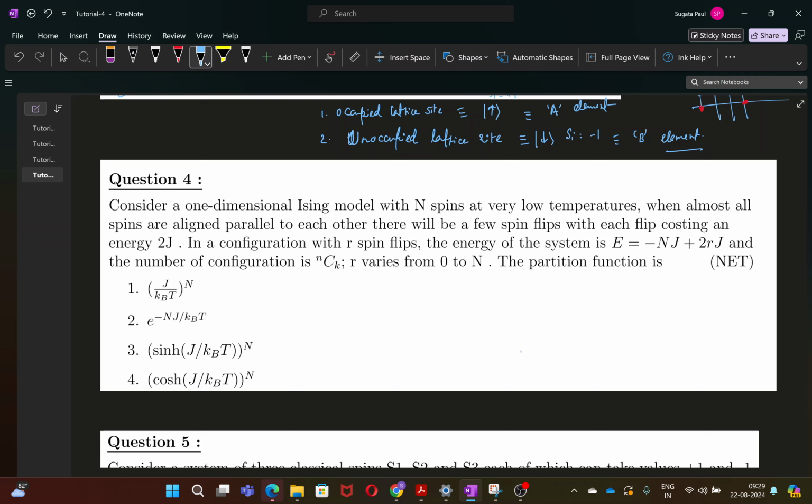So here there is a printing mistake, I think. It should not be directly NCK, it should be, if the total number of spins is capital N, then capital N C R, where capital N is the total number of spins in the system. This C basically takes the combination, and R is the index that varies from 0 to N, the total number of spins. So then what is the partition function value? You have to choose from the options.